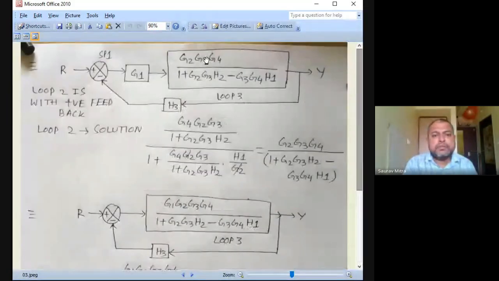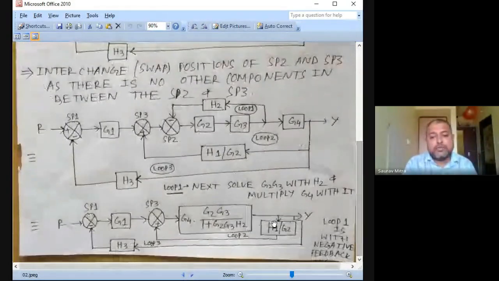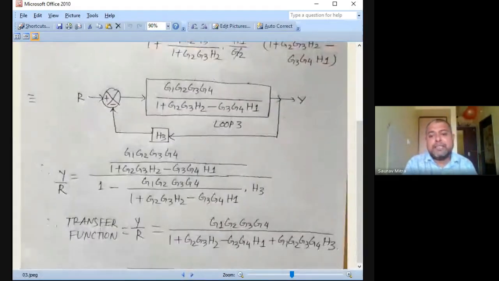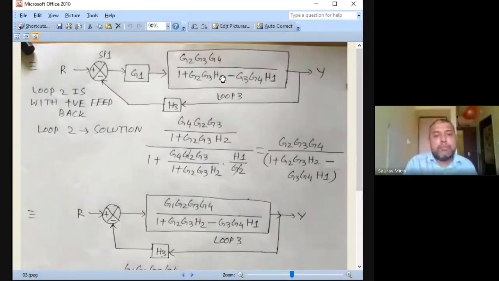So G4 into G2 into G3 is coming at the numerator, divided by 1 plus this whole thing, whatever is there at the numerator, and H1 by G2. Why H1 by G2? Because you found that the feedback in the previous case was H1 by G2. So G by 1 minus GH, so two things are different. That minus comes here. I'm sorry, this also should be minus. Be careful. So G4 G3 H1 will be minus. I'm sorry, so G4 G3 H1 is minus.